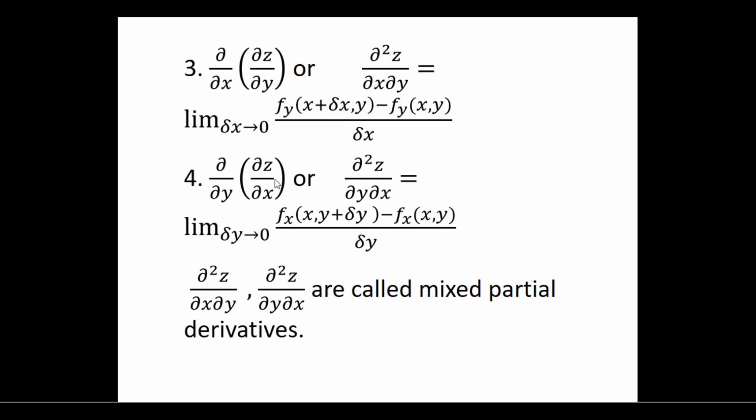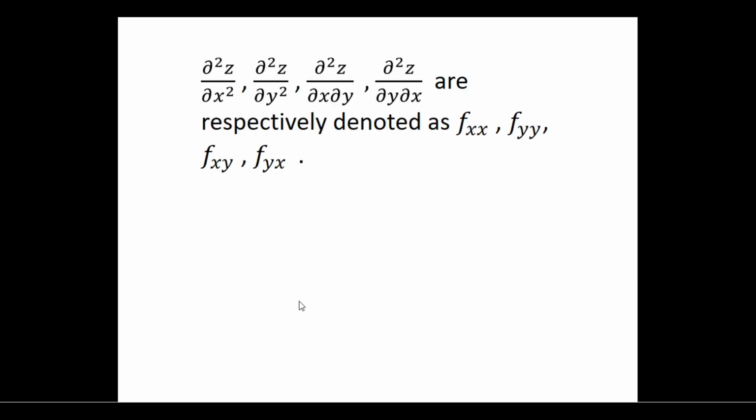Similarly, if you differentiate first order partial derivative of z with respect to x with respect to y, you will get dou square z by dou y into dou x equal to limit delta y tends to 0 fx of x comma y plus delta y minus fx of x comma y whole divided by delta y. So these two partial derivatives are called mixed partial derivatives. For almost all the functions, these mixed partial derivatives are equal. We shall know this by an example.